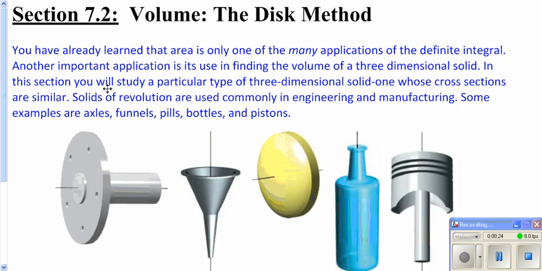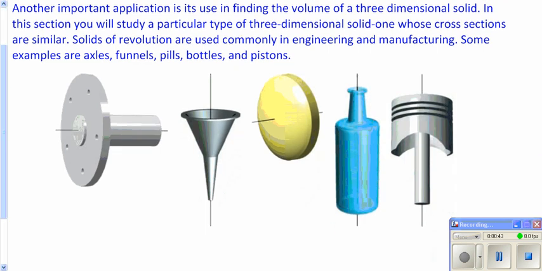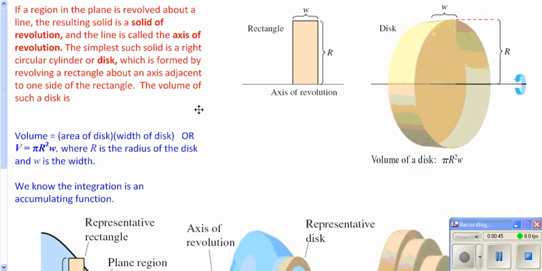Well, here's some objects which are basically volumes of revolution. Here's part of an axle, here's a funnel, here's a pill, here's a bottle, here's a piston. Basically, it's the same shape, just revolved around an axis, forming a volume of revolution.